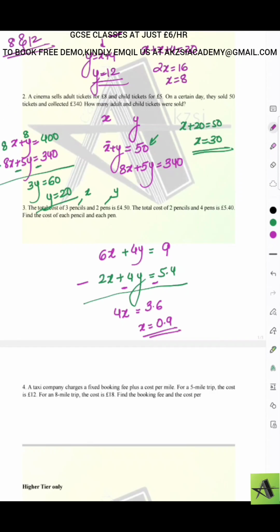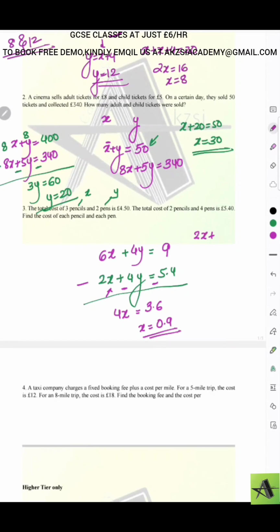Now substitute in either of the equations. So let me substitute it here in this one. So 2x plus 4y is equal to 5.4. Even if I divide both sides by 2, it will simplify it. So x plus 2y is equal to 2.7.